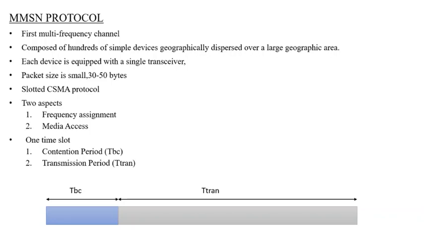MMSN assigns a channel to the receiver. When a node intends to transmit a packet, it has to listen for the incoming packet both on its own frequency and the destination frequency. The MMSN protocol consists of two aspects: frequency assignment and media access.